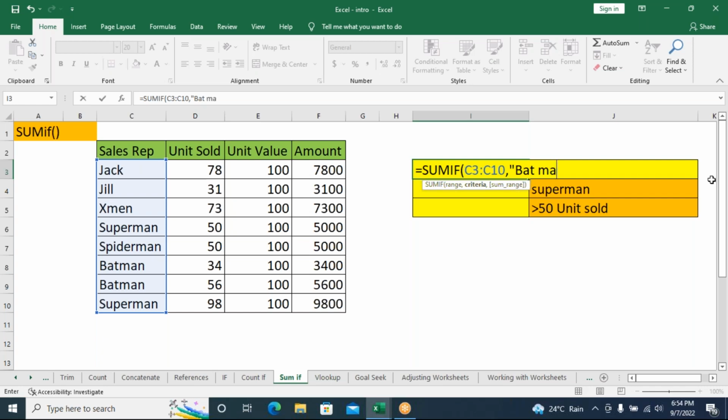Then I want the amount. Wherever Batman is there, whatever values it has, it has to total them and show the total value. So now I want to check the amount for it. I'll close the parenthesis and press enter. See, here is the value. It is totaling these two and showing it here.